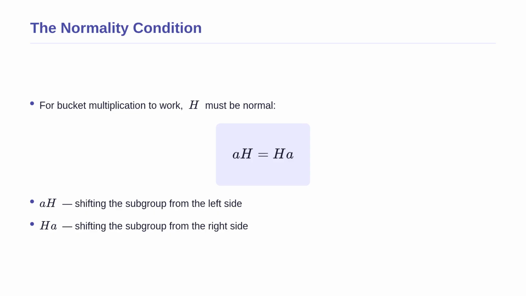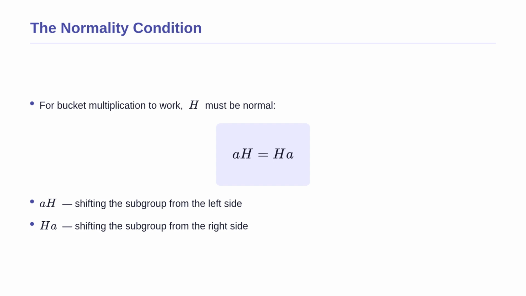Before we move on to an example, we must ask a critical question. Why must H be a normal subgroup for this bucket multiplication to work? The equation shown here is the exact definition of a normal subgroup. It guarantees that shifting the subgroup by an element A from the left side gives the exact same bucket as shifting it from the right side. If H were not normal, our bucket multiplication rule would completely break down.